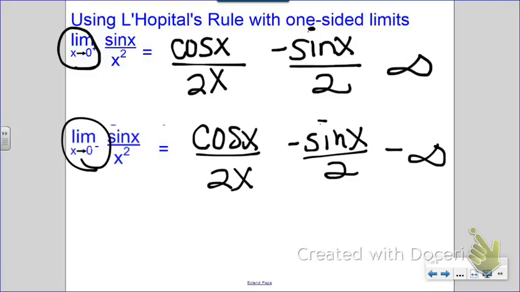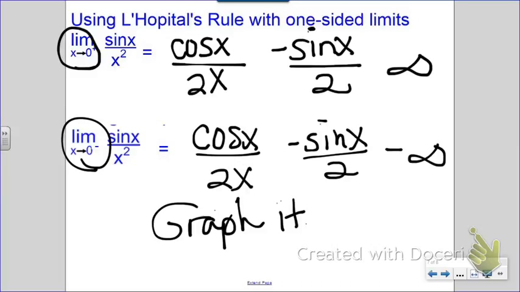And we know that if the limit from the left is not the same as the limit from the right, then there's no limit as x approaches that value. I want you to also think about this one graphically. So use your graphing calculator to check it. And we graph the original function, sine of x divided by x squared.